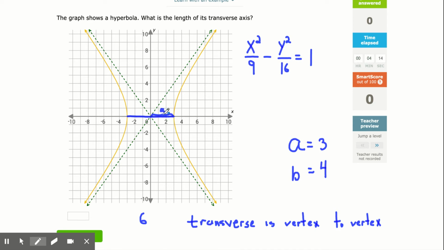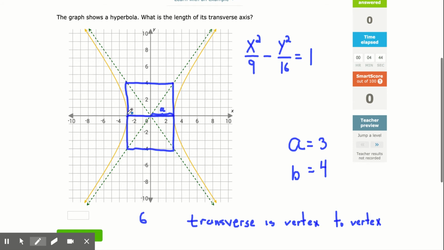Our conjugate axis, which we'll do in just a minute: if you go from the vertex straight up until you hit the asymptotes, these diagonal asymptotes, and you go over, it tells you the length of the conjugate axis. In other words, you form this little rectangle that goes right out to the vertices and then out to this. So the conjugate axis is actually longer than the transverse axis.